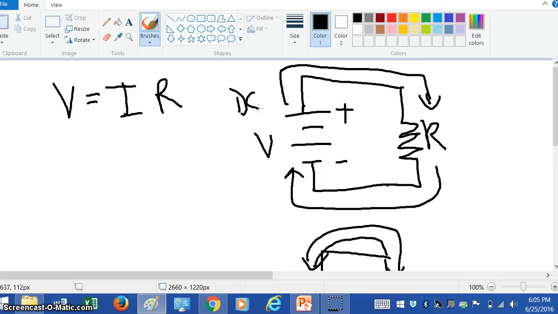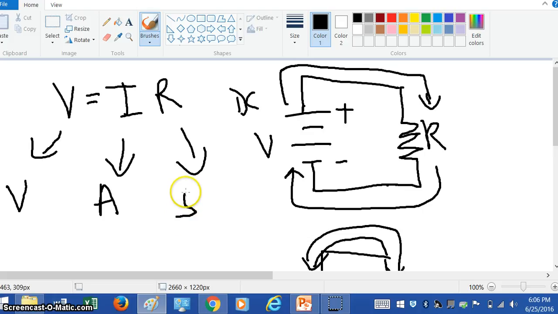Let's go over the units. This is pretty simple. This is in volts, so it's the symbol V. The current, of course, we just had, that's in amps. So you could write out the word amps, you could write out the word volts. But the resistance is in units which have the symbol capital Omega, and that's known as ohms.